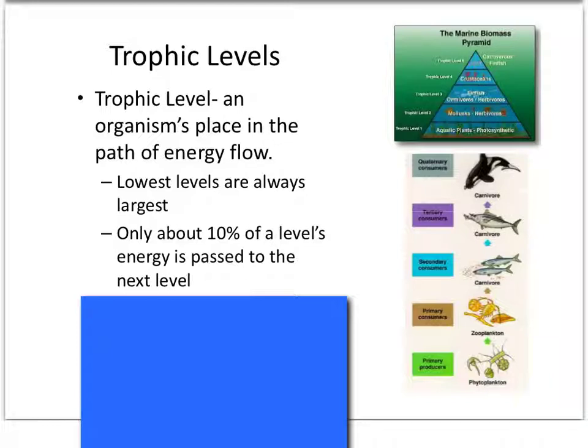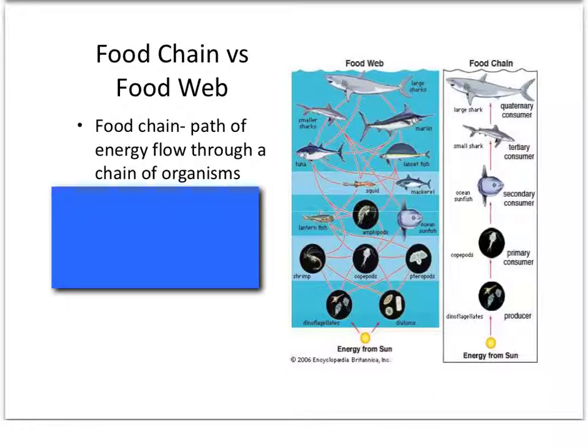So you can also use that terminology as well, apex. Those are the top guys. Food chains versus food webs. A food chain is a path of energy flow through a chain of organisms as it applies. So this guy over here would be a food chain.